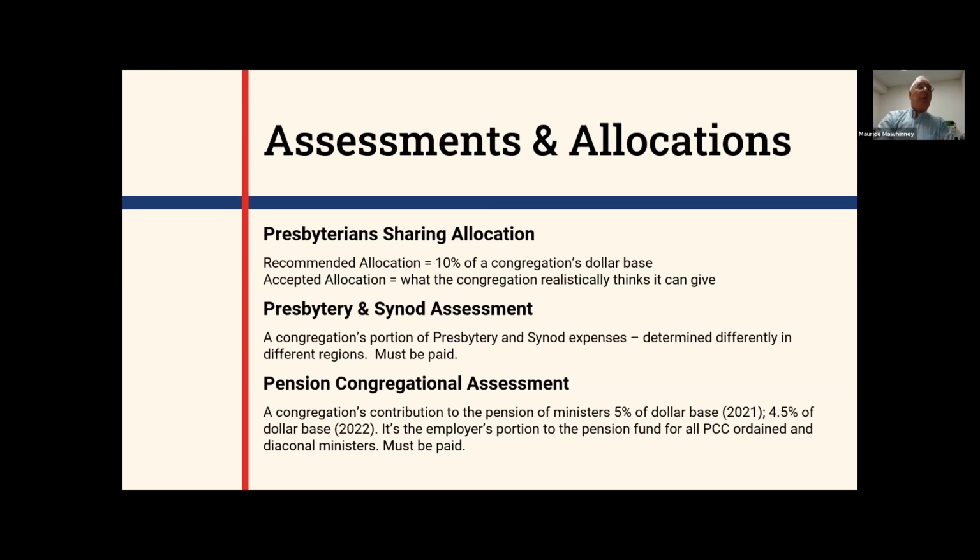going forward. The congregational pension assessment, again, congregations are expected to remit a portion of the pension to the pension fund. It's 5% of what is known as the dollar base, and I talked about it earlier on. And so the congregation, in addition to deducting the amount from the pension, would also, pension from the minister would also have to make a contribution.